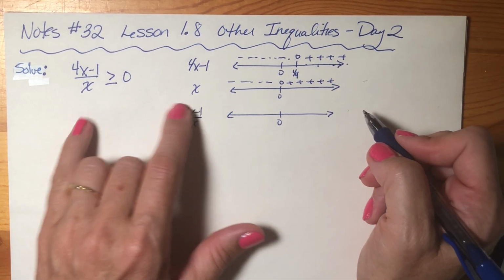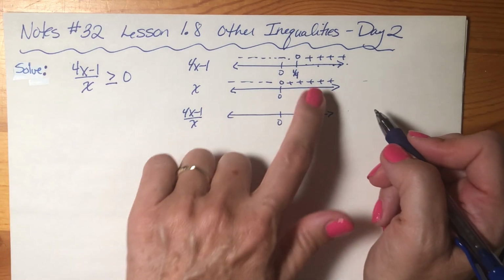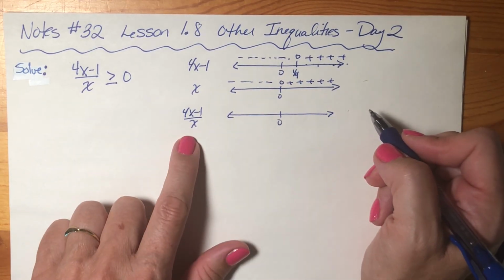Oh, wouldn't it be cool if it were minus x in the bottom and then this were flipped? Ooh, that would be fun.